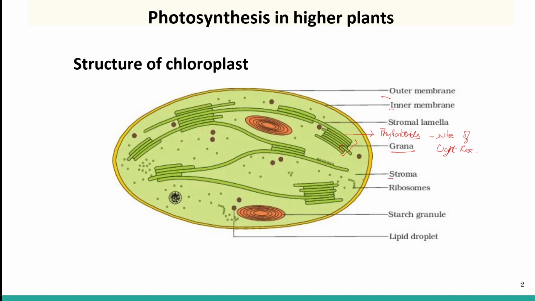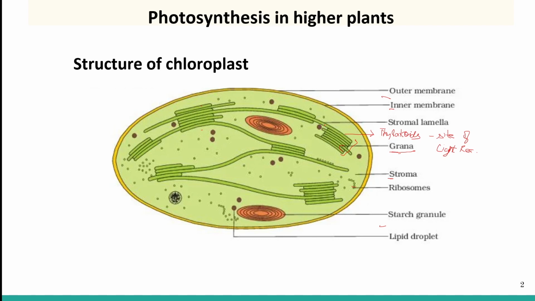Now, what is stroma? Stroma is the colorless fluid present inside the chloroplast. This is known as stroma. And we can also see some ribosomes, starch granules, and some lipid droplets in chloroplast. But the point here to remember is that chloroplast consists of thylakoids which are stacked over each other forming a grana. Thylakoids are the site of light reaction.